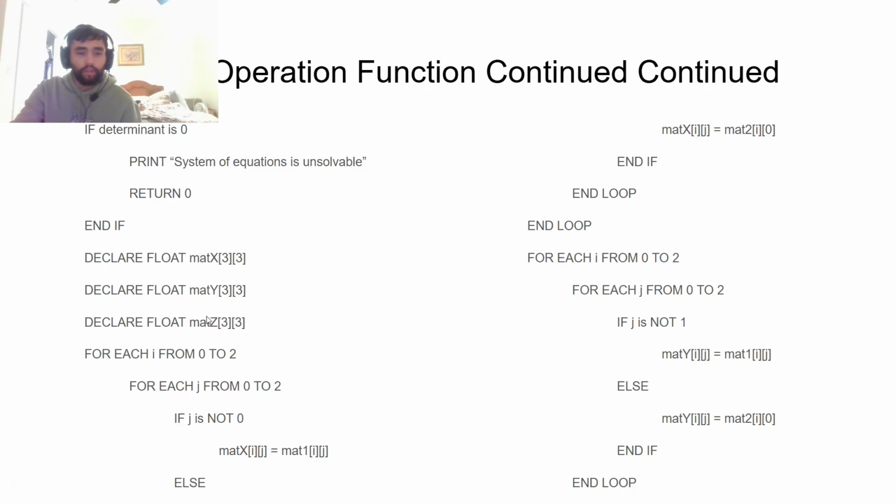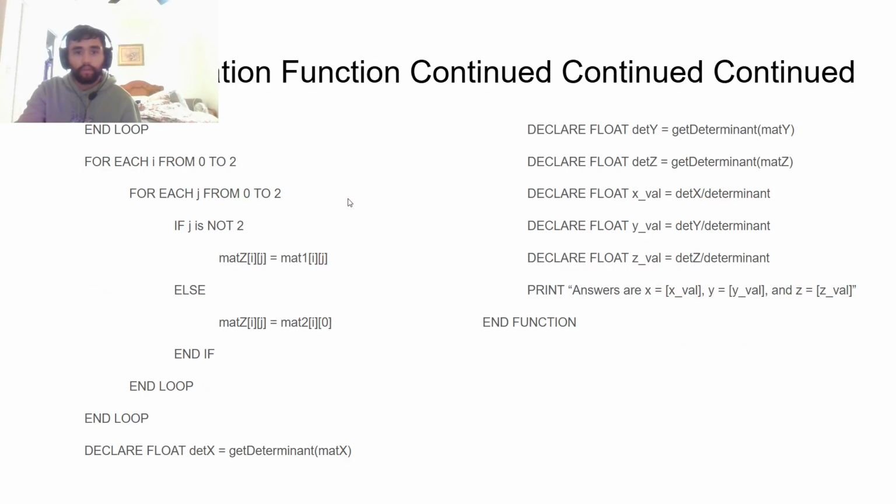Then I declare matrices X, Y, and Z, where in each one of these it just checks the column number to determine which column to replace with the solution matrix, which is matrix B, which is an argument of this as you saw previously. Then after it gets the matrices X, Y, and Z, it calculates the determinant for the X matrix, the Y matrix, and the Z matrix, then divides these determinants by the determinant of the equation matrix, and then prints the answers. And that's the end of this function.